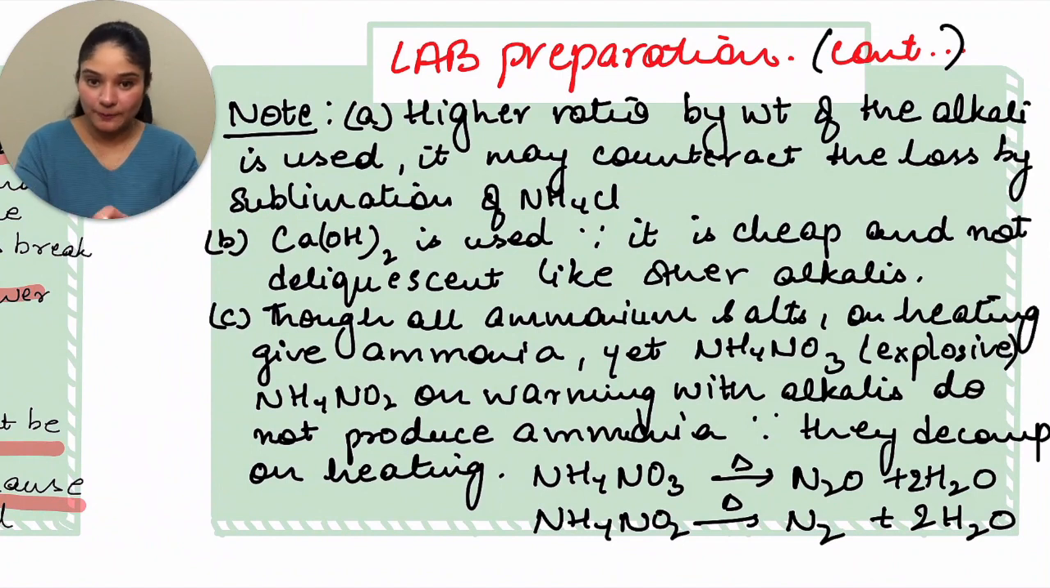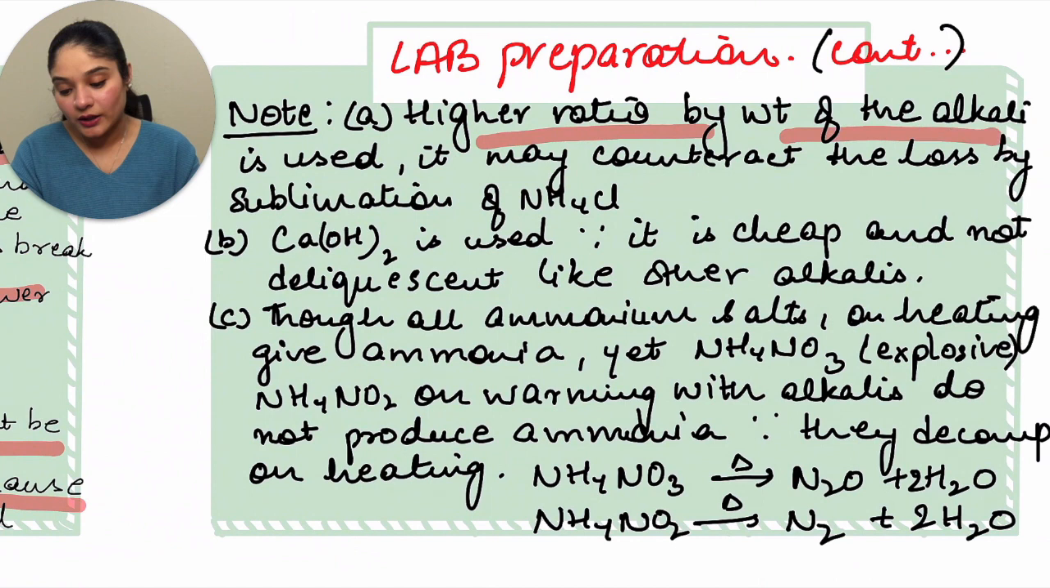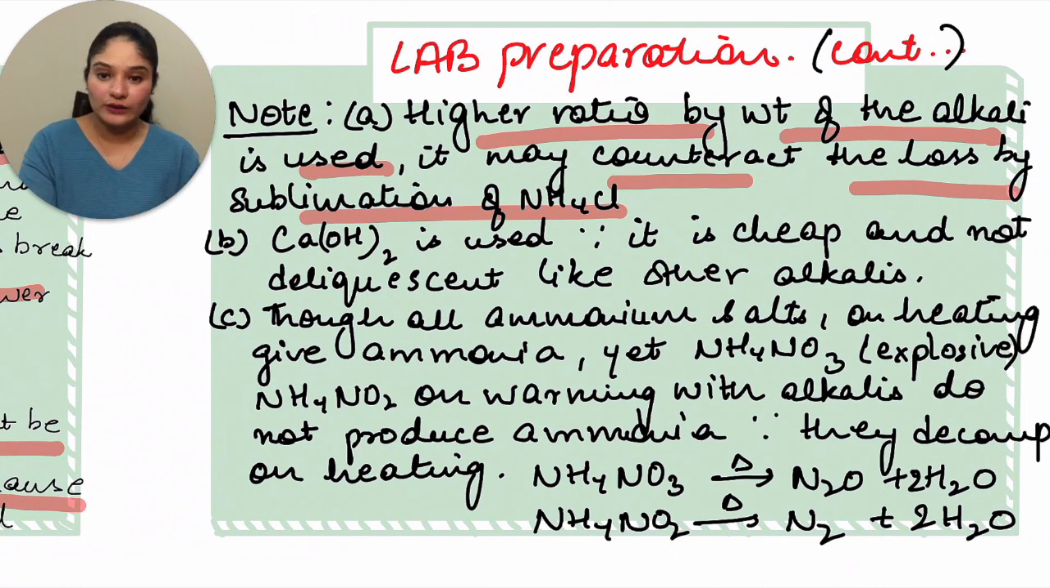The same lab preparation is continued in this one. A higher ratio by weight of alkali is used. It may counteract the loss of sublimation of NH4Cl. That's the first point. The second is Ca(OH)2, that is slaked lime, is used because it is cheap and not deliquescent like other alkalis.